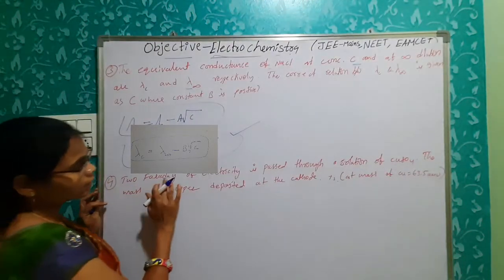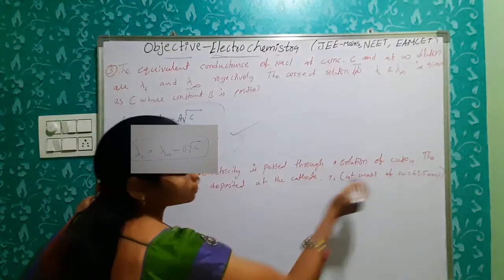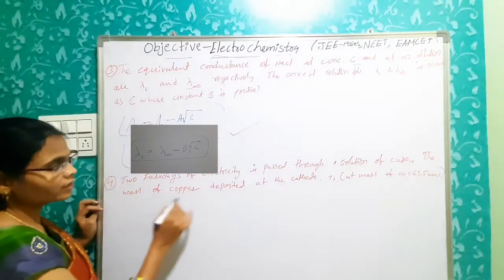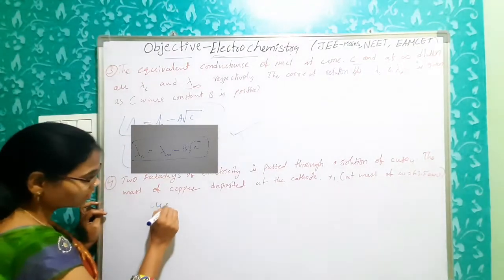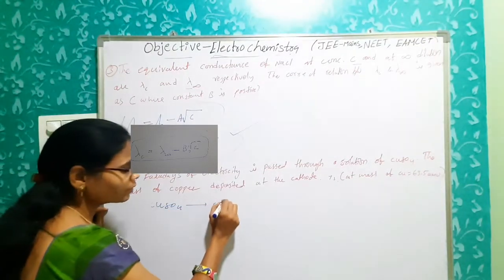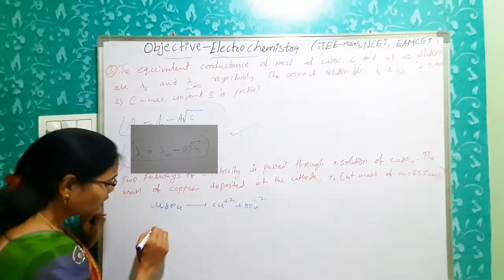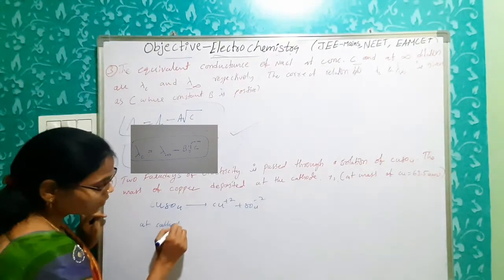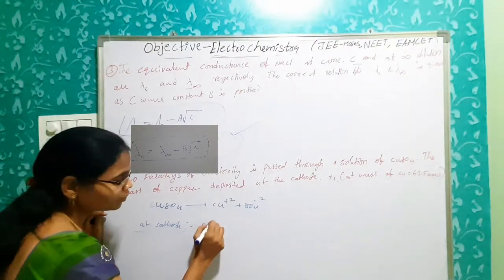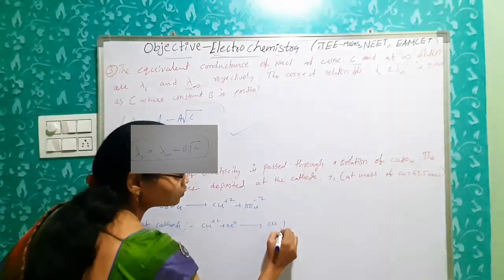2 Faradays of electricity is passed through a solution of copper sulfate. What is the mass of copper deposited at the cathode? So during the electrolysis of copper sulfate, Cu plus 2 and SO4 minus 2 are formed. So at the cathode what happened? Cu plus 2 takes 2 electrons and is deposited as Cu.